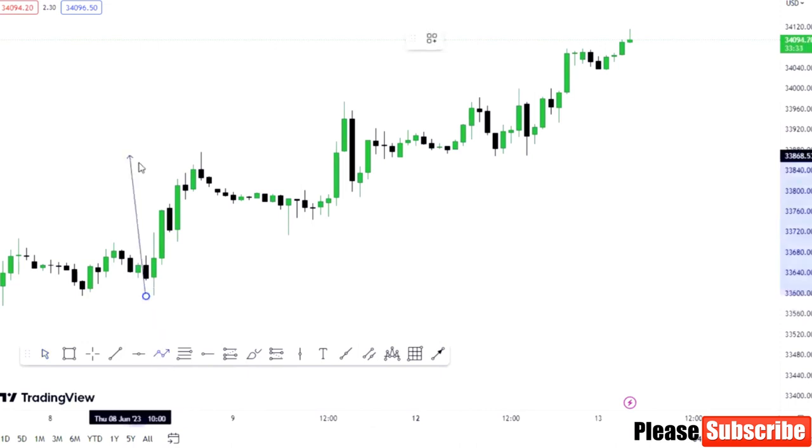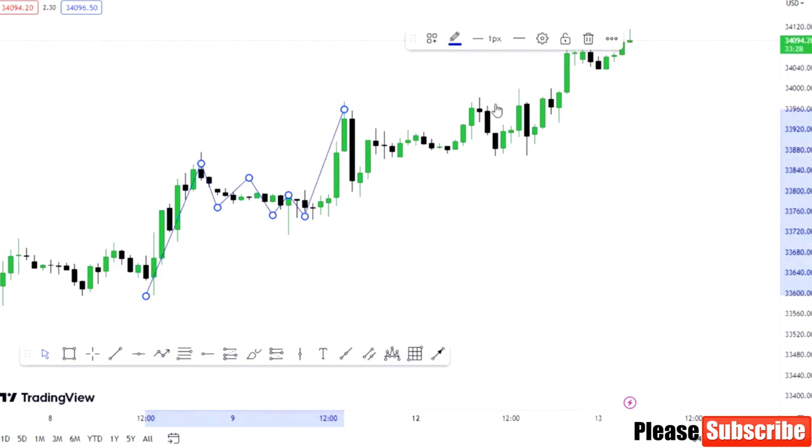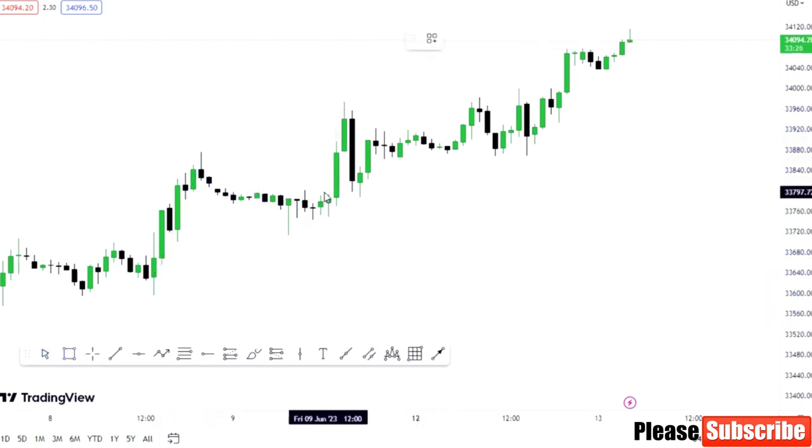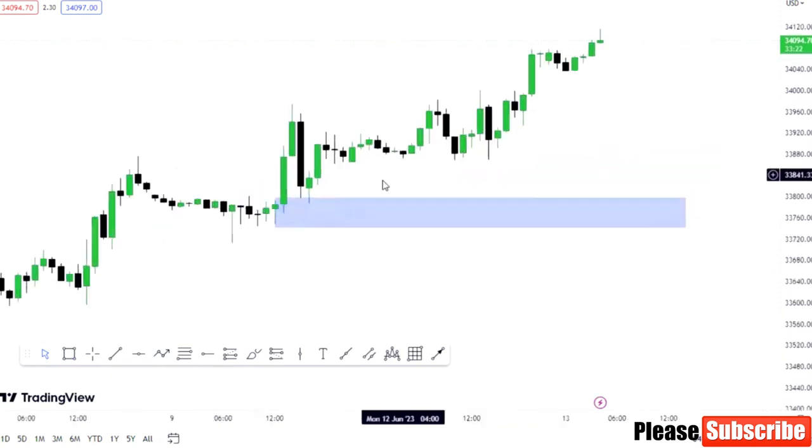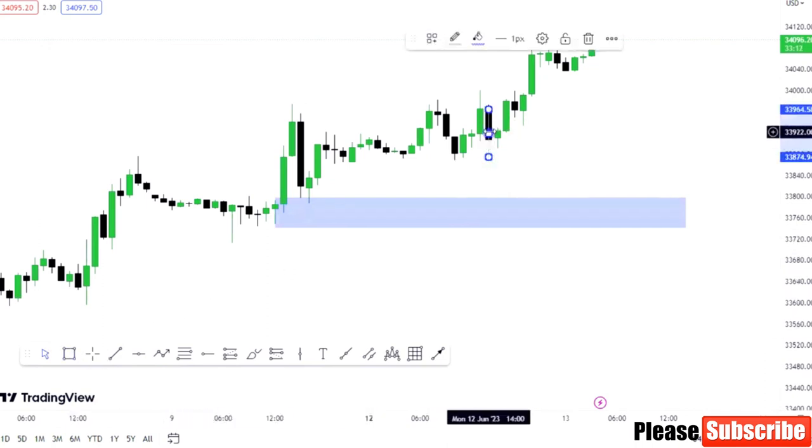So first of all, we have this. Nice. This was very good. And then this is one zone we're waiting for. And then we have this also. You can see this rally base. So we have this base over here, the order block.